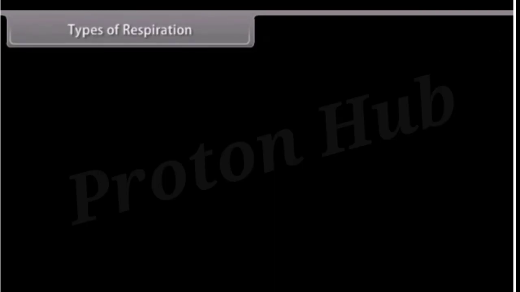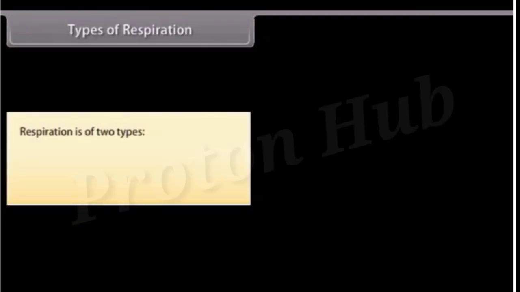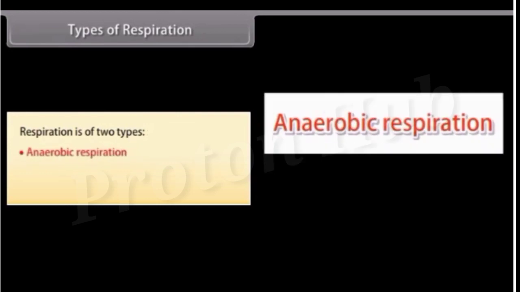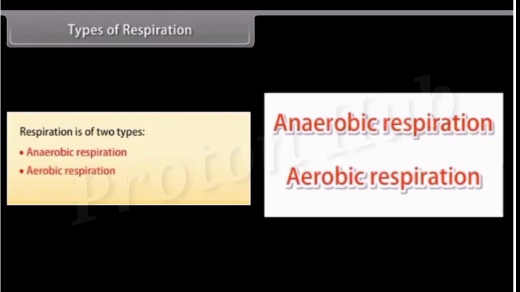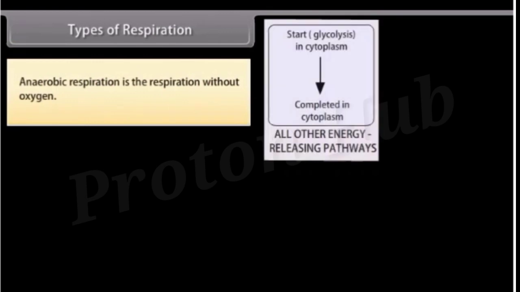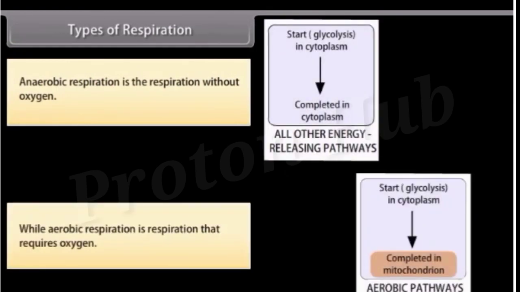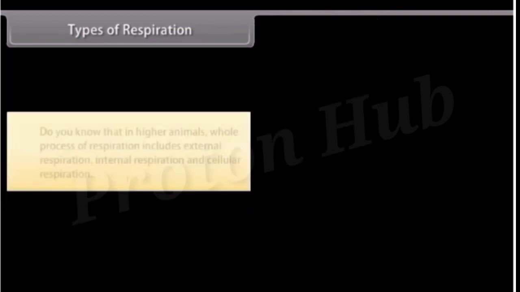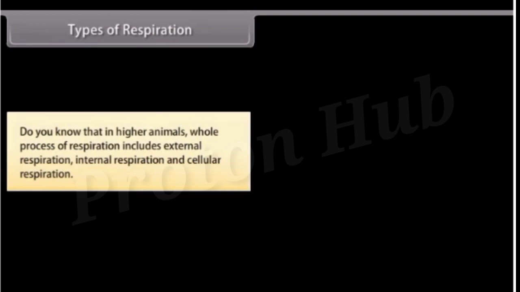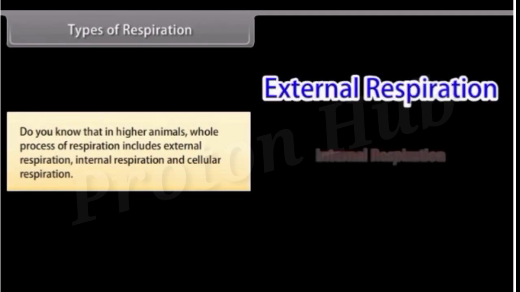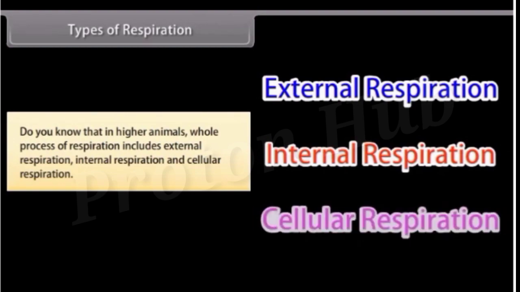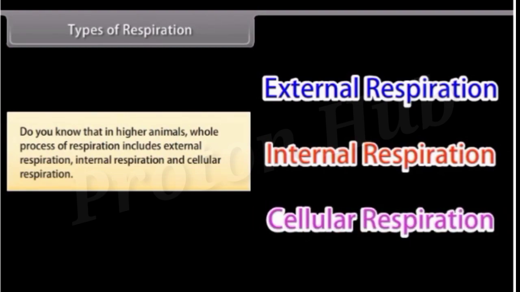Types of respiration. Respiration is of two types: anaerobic respiration and aerobic respiration. Anaerobic respiration is the respiration without oxygen, while aerobic respiration is respiration that requires oxygen. Do you know that in higher animals, the whole process of respiration includes external respiration, internal respiration, and cellular respiration?